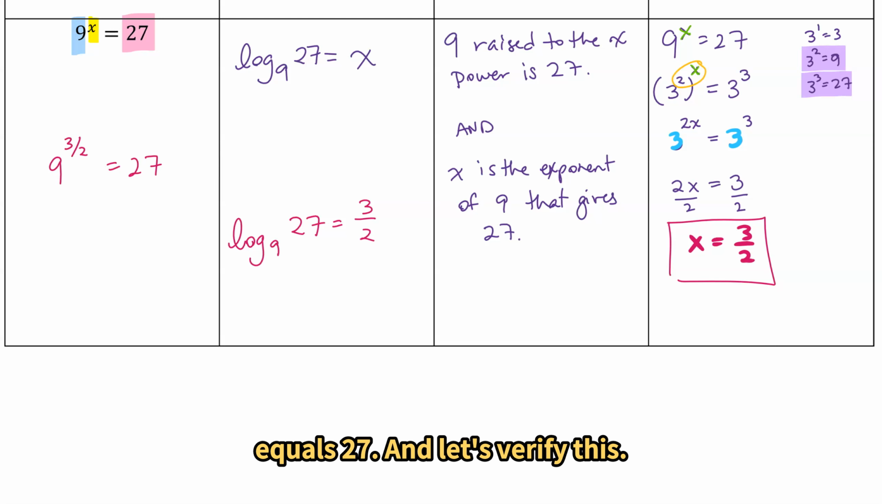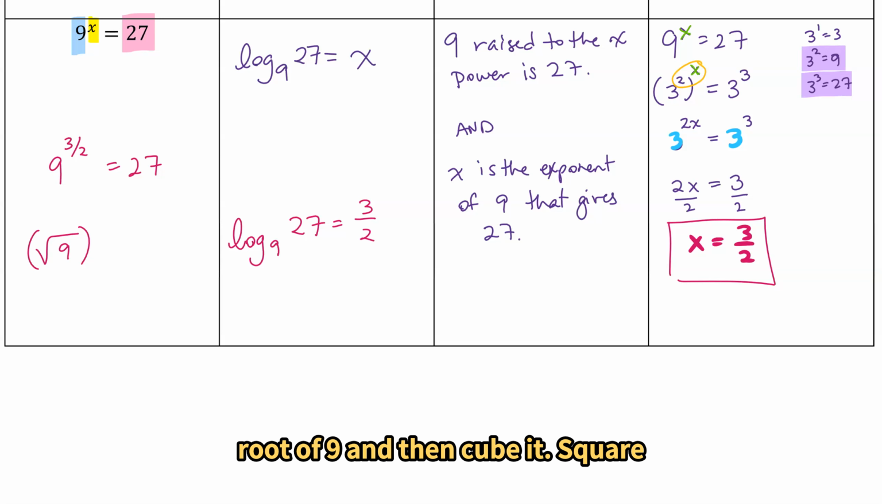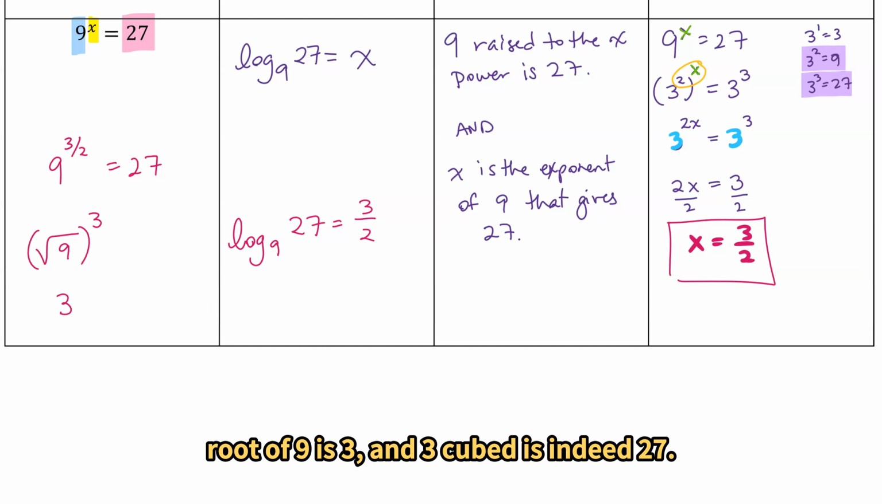And let's verify this. 9 to the 3 halves means we're going to take the square root of 9 and then cube it. Square root of 9 is 3, and 3 cubed is indeed 27.